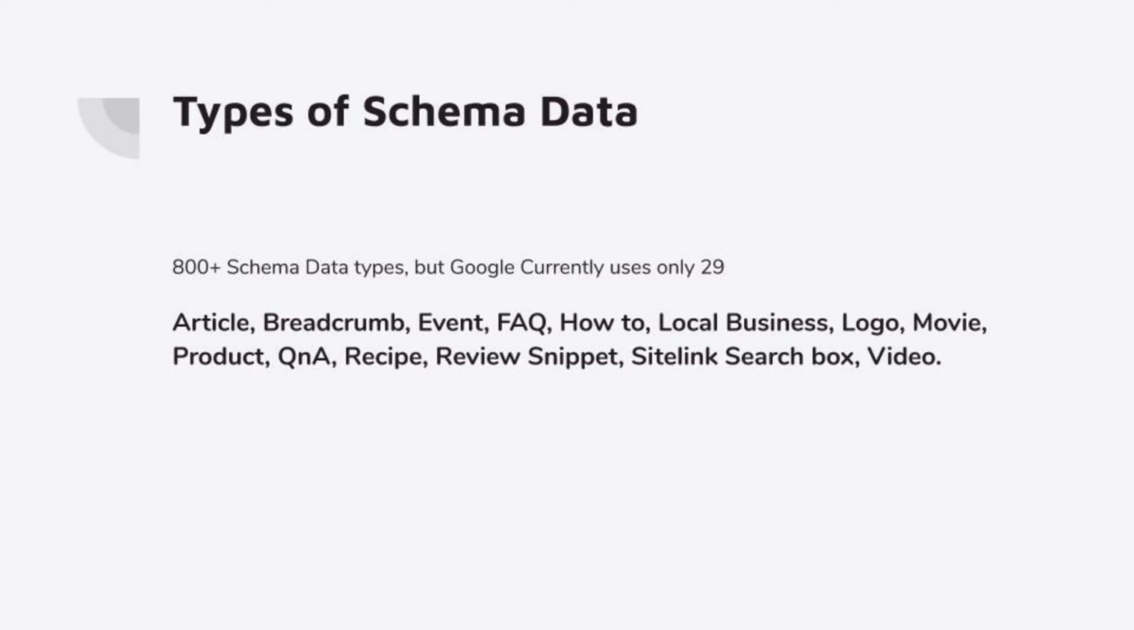Types of schema data. There are more than 800 types of schema data mentioned on the official website schema.org, but Google currently uses only 29 kinds of schema data. Some of the commonly used schema data are article schema. It defines what kind of article it is, such as whether it is a news article, a blog post, or a how-to post.